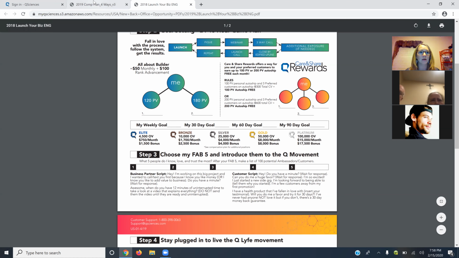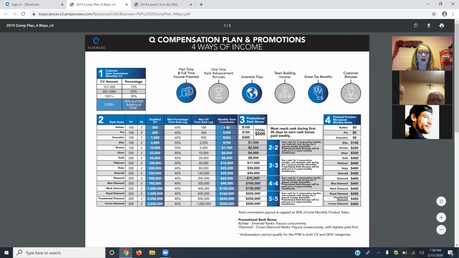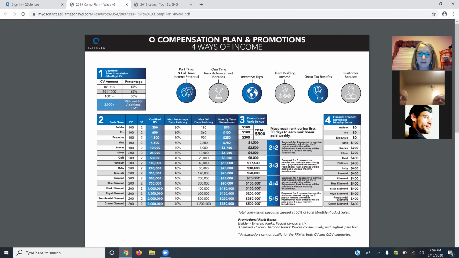What does builder get you? Builder gets you $50. Write this down. Monthly team commission is paid out on the 10th of every month. I'll say that again. Monthly team commission is paid out on the 10th of every month. So if you hit builder in the month of February, on March 10th on your QPay card, you're going to get 50 bucks.